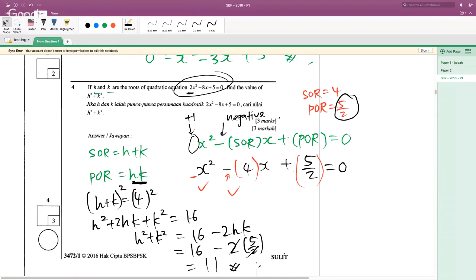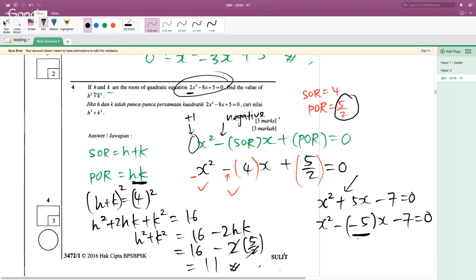How about the opposite sign? What do you mean by opposite sign? Okay, I think I get what you mean. Let's say I have x squared plus 5x minus 7 equals 0. You mean this one is the opposite sign, right? What you can do is make the positive into negative, because negative gives you positive, but then I will use the bracket. Minus (5x minus 7) equals 0. Therefore, if this is positive, my sum of roots here will be negative 5. Okay, so I guess this is what you mean. I hope I answered you.